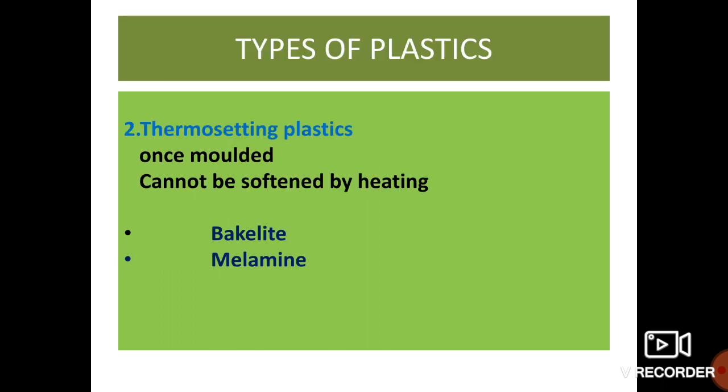Next type of plastic is thermosetting plastic. Thermosetting plastics, once molded, cannot be softened by heating. For example, Bakelite and Melamine.